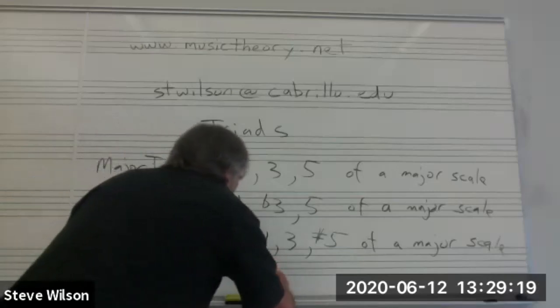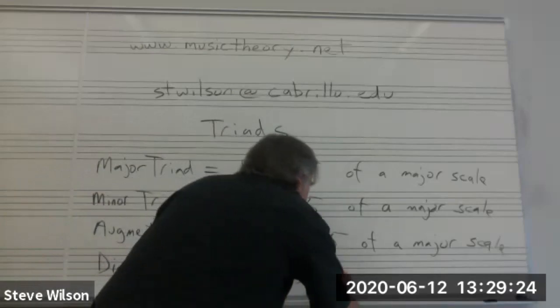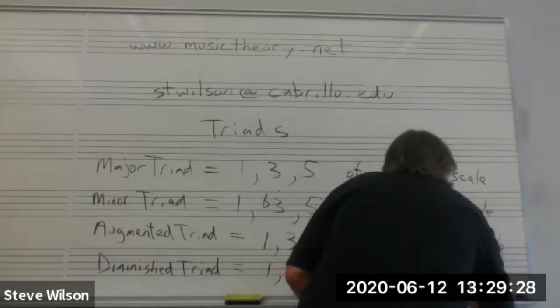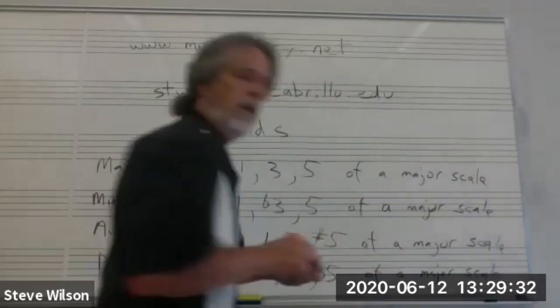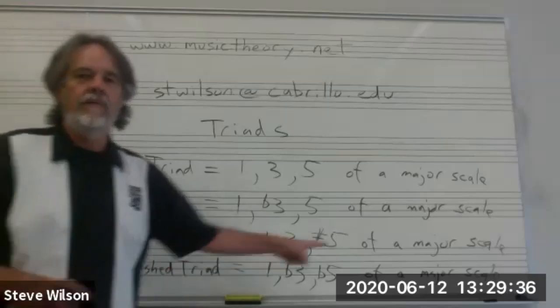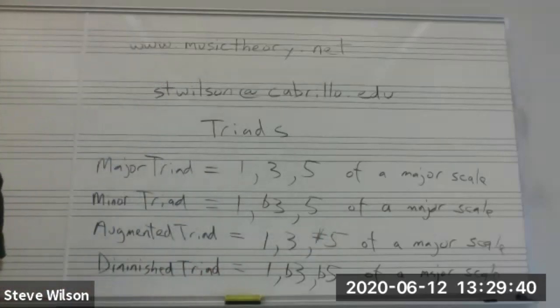Diminished triad is 1, flat 3, flat 5 of a major scale. So 1, flat 3, flat 5 of a major scale. You take any major scale, you take those notes, and you will get that triad.